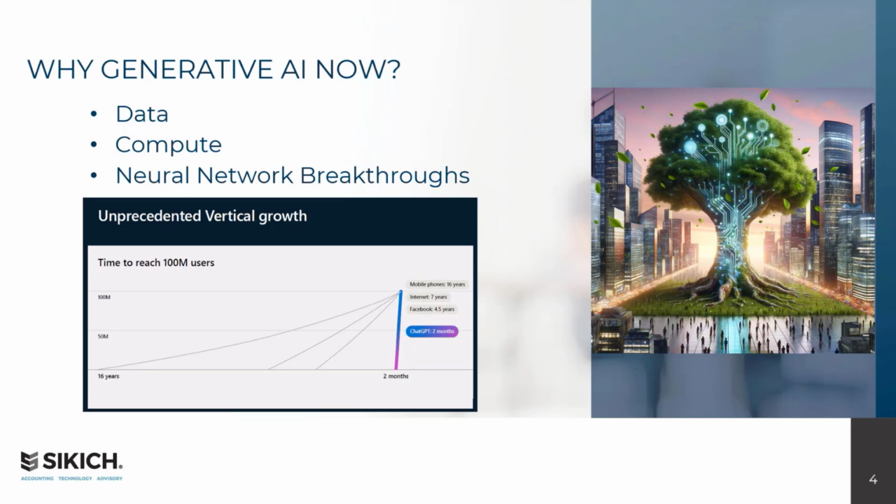As this chart shows, the time to 100 million users in recent technologies is truly unprecedented: the internet took 7 years, mobile phones 16, Facebook 4.5, and then of course ChatGPT took 2 months. Indications are that generative AI is being embraced at a breakneck pace, outstripping the gradual adoption of earlier technological milestones like the internet. Therefore, companies that hesitate to adopt may find themselves at a stark competitive disadvantage.